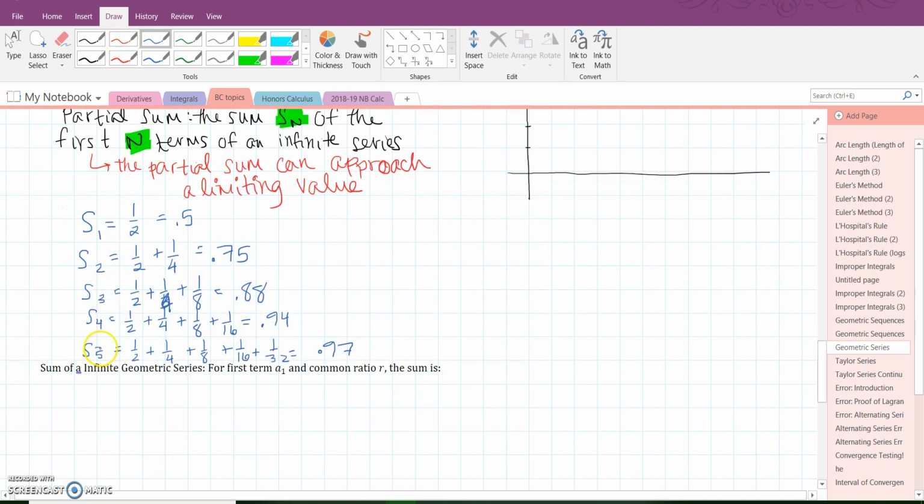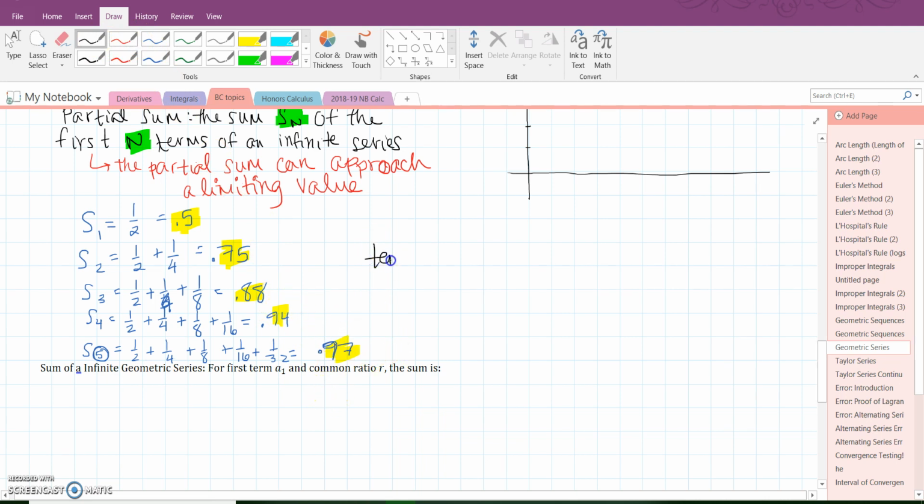So as you can see, whatever your partial sum is, the 5th partial sum, that's your subscript, and that's how many individual terms you add up. And also notice that your partial sums go from 1/2 to here, to here, to here. They're clearly approaching a value, and the value that they seem to be approaching is 1.